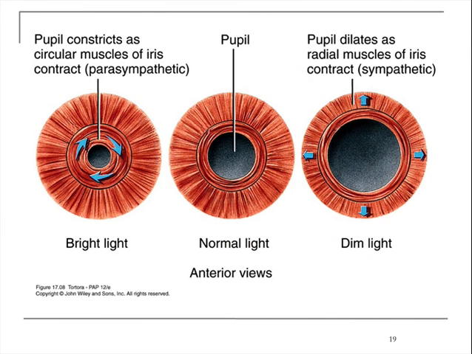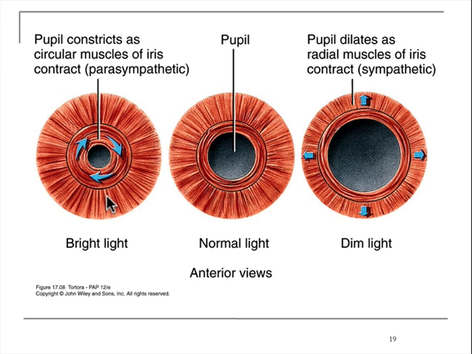There are two sets of muscles that are found in the iris and therefore regulate the size of the pupil, and as a consequence regulate the amount of light that enters the eye. Here we can see in this middle picture the size of a pupil under normal light. If bright light enters the eye, then the pupil constricts due to circular muscles contracting.